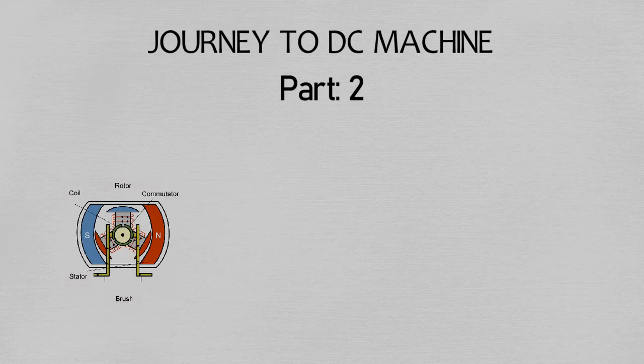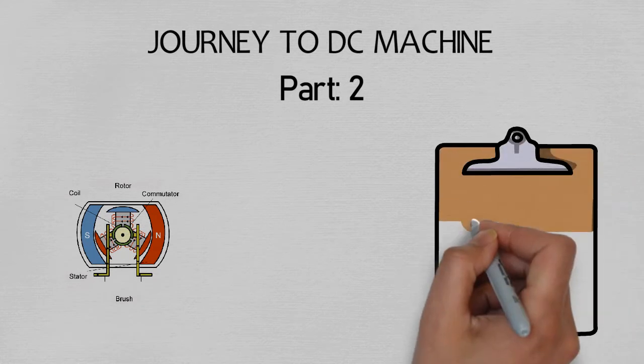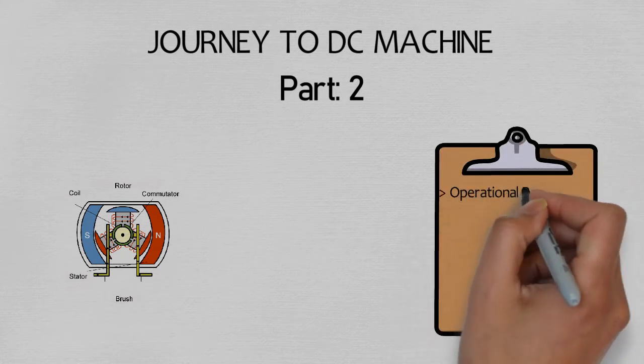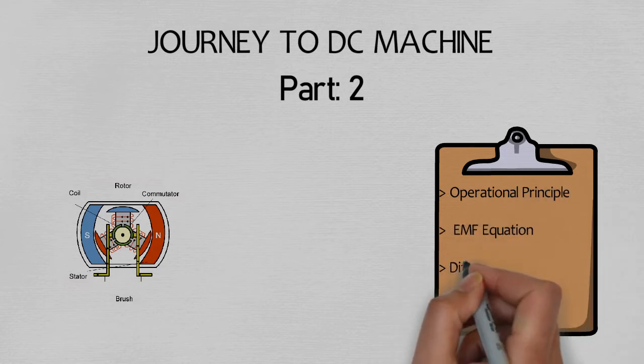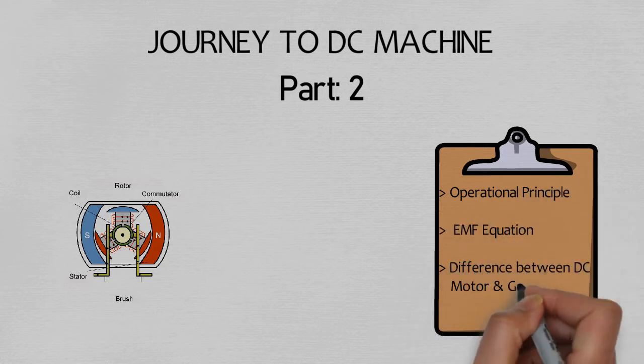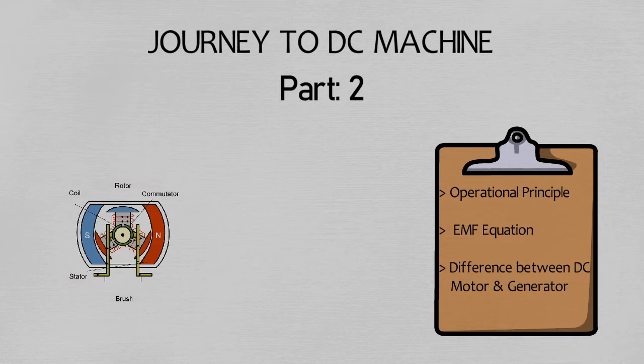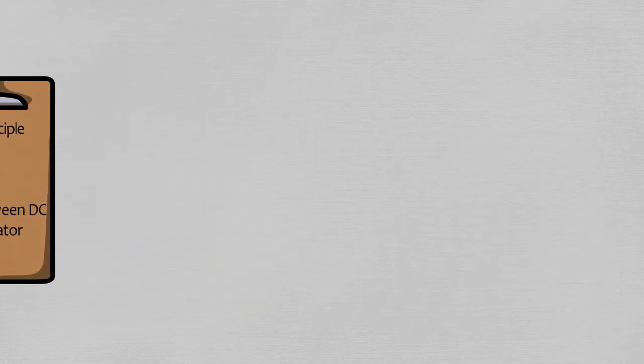In this video, we will focus on the operational principle of DC machine. Then after we will go through the EMF equation and lastly we will see the difference between DC motor and DC generator.